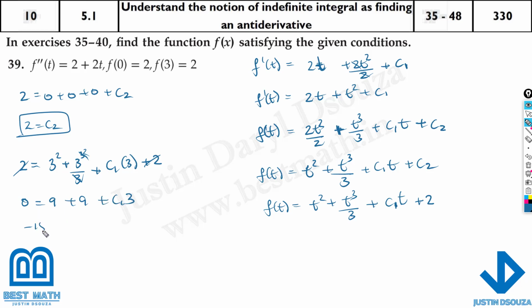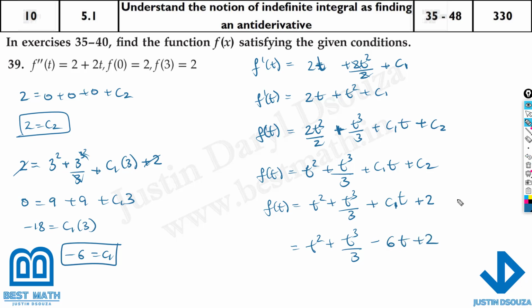18 to the other side is minus 18 is equal to c1 times 3, and when you cancel it, minus 6 is equal to c1. I'm so sorry, it's not c1, it's c2, isn't it? Yeah, it's c1, sorry. I got confused. C2 was already found out, and c1 is minus 6. So it is t squared plus t to the power 3 by 3 plus, okay, this plus will become minus because it's minus 6t plus 2. So this is the accurate answer.